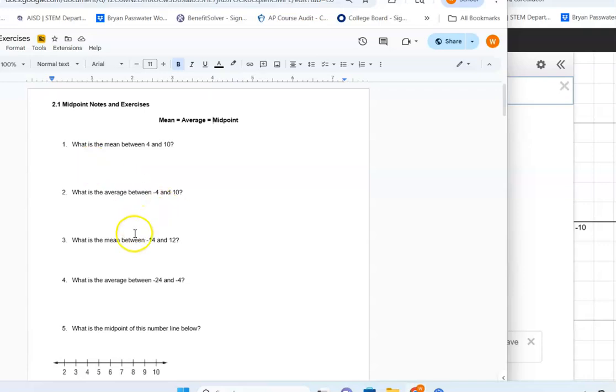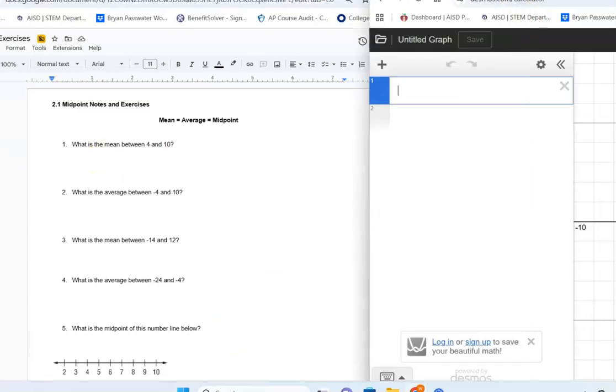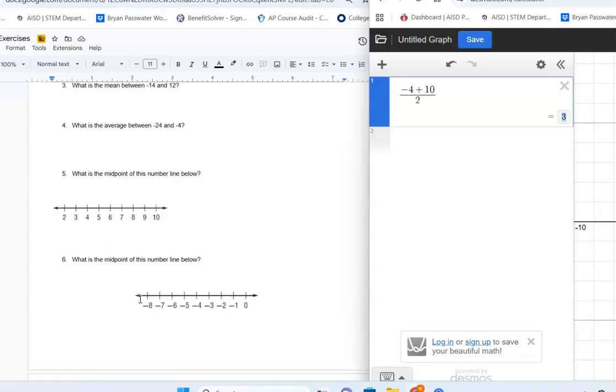So if you want the mean or the average, or really what you do is, okay, I'll do this. So 1, 2, 3, 4, they're all the same thing. I just changed the word mean and average. They mean the same thing. All right, so what you do for all four of those is you add them together. So I'm adding -4 plus 10, and then you divide it by 2, and that's the mean or the average. So that means that 3 is the mean or the average between -4 and 10. And that's what you do for all four of these.